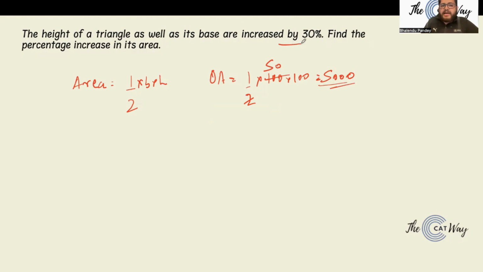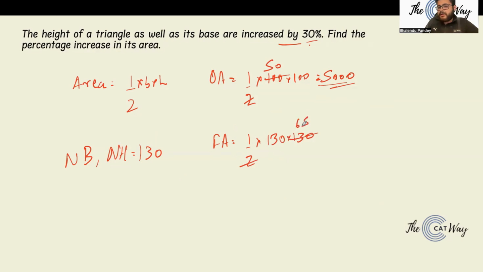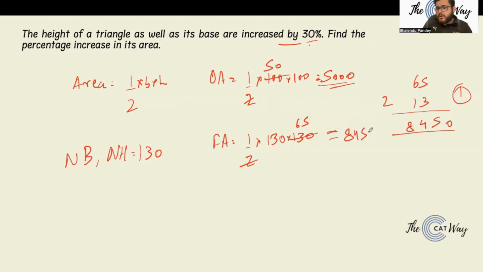Now both the base and height are increased by 30%. So my new base and new height are equal to 130. Correct? So my final area is going to be 1 by 2 multiplied by 130 multiplied by 130. This goes 65 times, right? Now 65 into 13 is what I have to do. 65 multiplied by 13. Now you see how these values help us. 3 5s are 15, carry over 1. 3 6s are 18, 5 1s are 5, 18 plus 5 is 23 and carry over 1 makes 24. Carry over 2, 6 1s are 6, 2 makes 8. 8450. So my final value becomes 8450.